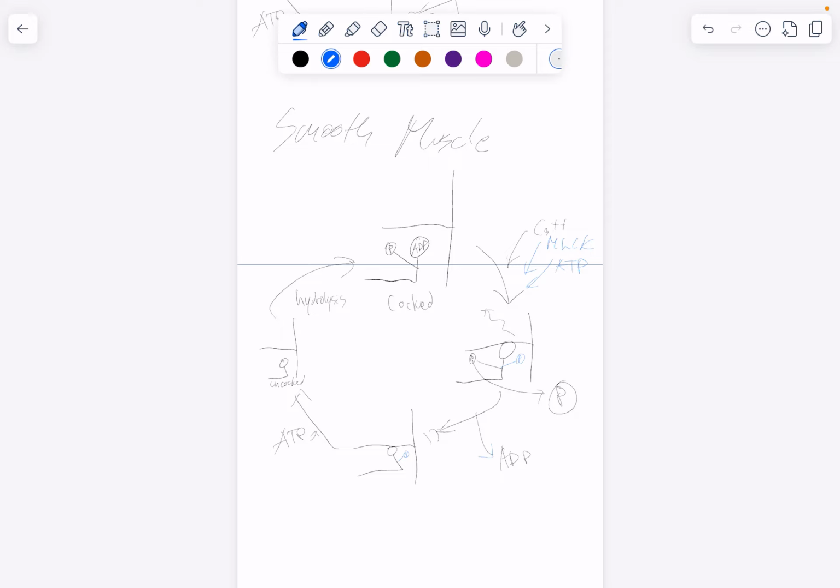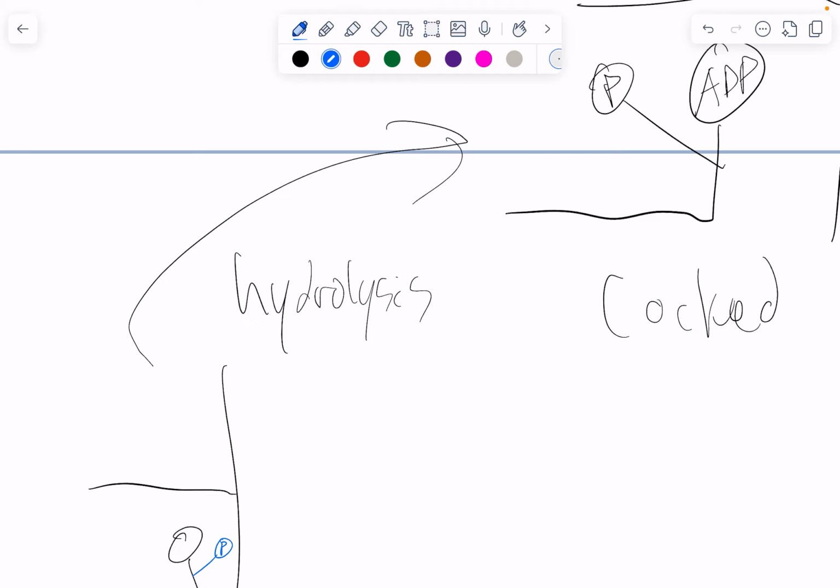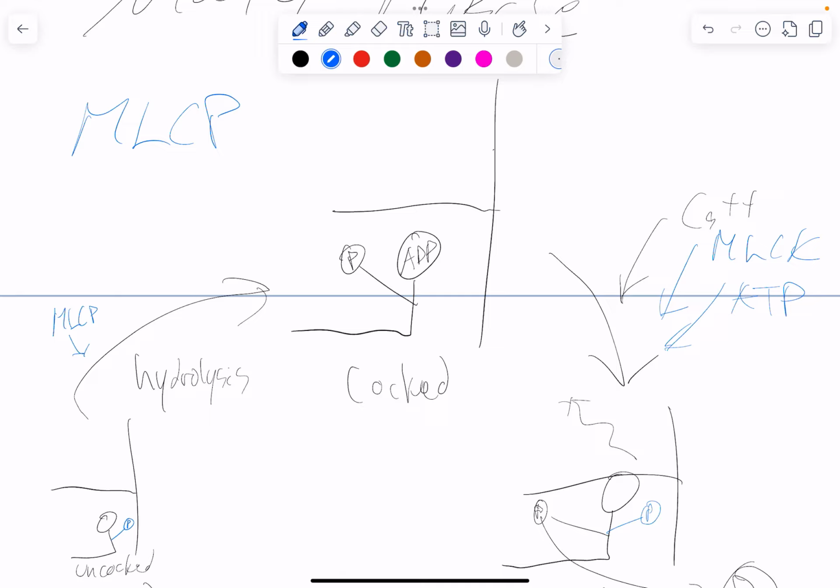So then MLCP comes into play. MLCP takes off the phosphate, and then it'll bring you back to step one. So this is when MLCP comes in late.